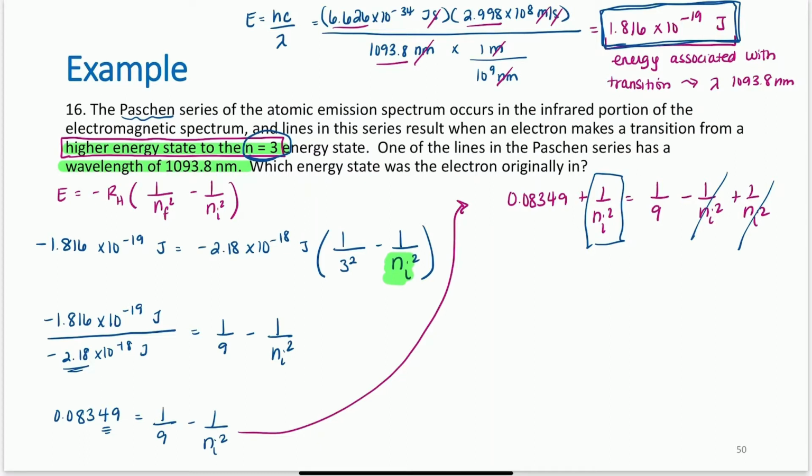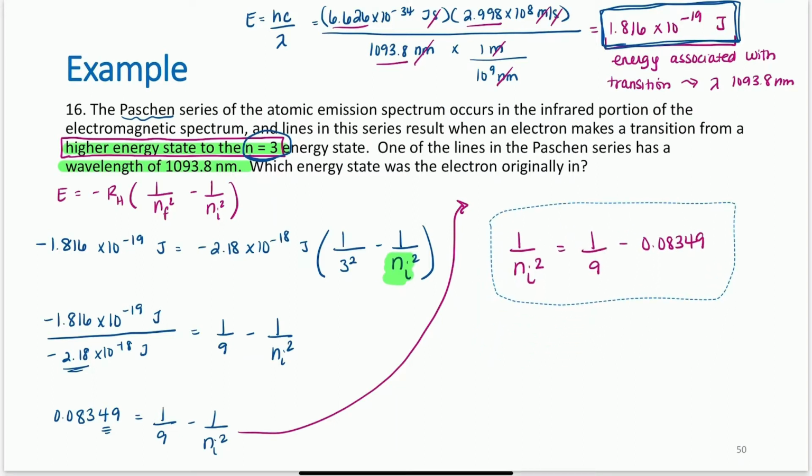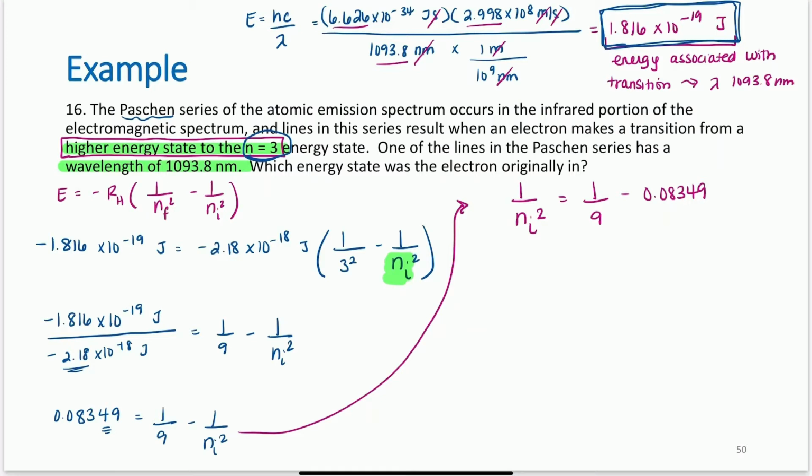I then subtract 0.08349 from both sides of the equation. And what I get as a result of all this algebra is 1 over n initial squared equals 1/9 minus 0.08349. I usually do that in one fell swoop, but sometimes it confuses students when you move things and they become negative or positive all of a sudden when you move them to the other side. So now I've got 1 over n initial squared equals 1/9 minus 0.08349. I'm going to simplify that: 1 over n initial squared equals 0.02762. The 1/9 is an exact number, so it's not going to limit my sig figs per se.